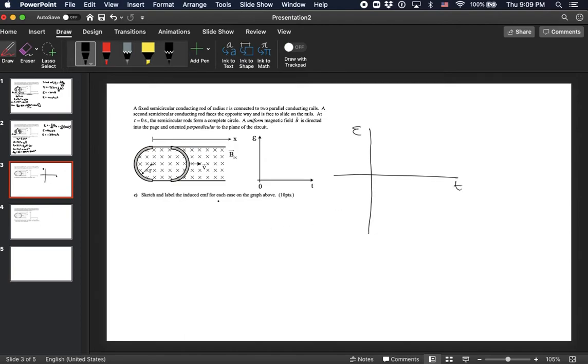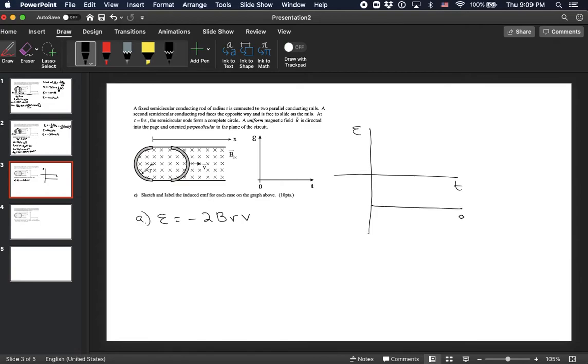So for the first case in A, the EMF is equal to a negative 2BRV, which is 2 times B times R times V. And so that's just a constant. This is a constant with respect to t, and it's a negative value, so it's just going to look like a straight line across like that.